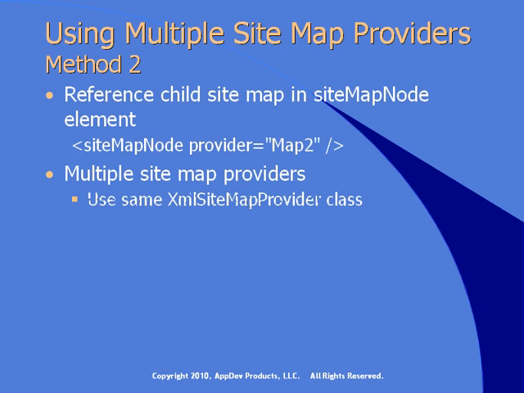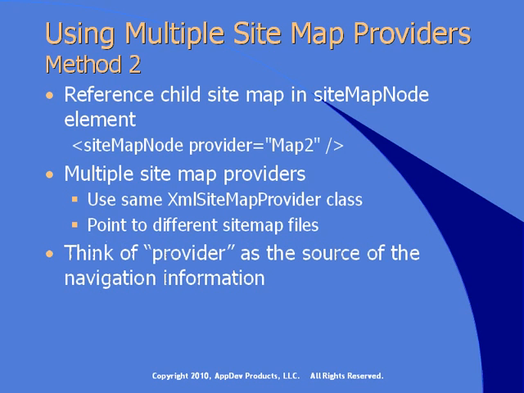So for example, Map2 could be configured to point to a custom class that gets sitemap nodes from a database rather than an XML file. You have a lot of flexibility in how you put all this together. So in this context, think of the provider being the source of the navigation information, here the sitemap files.